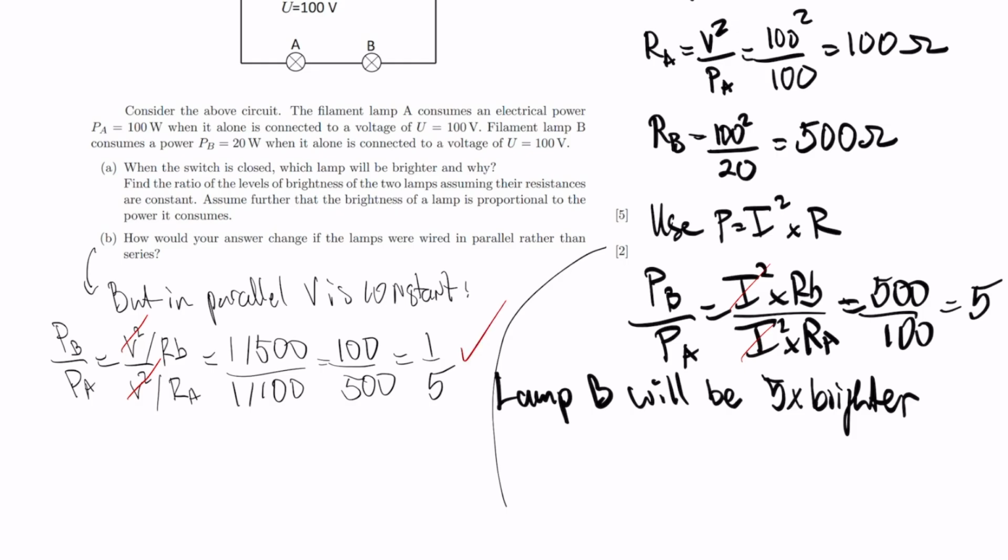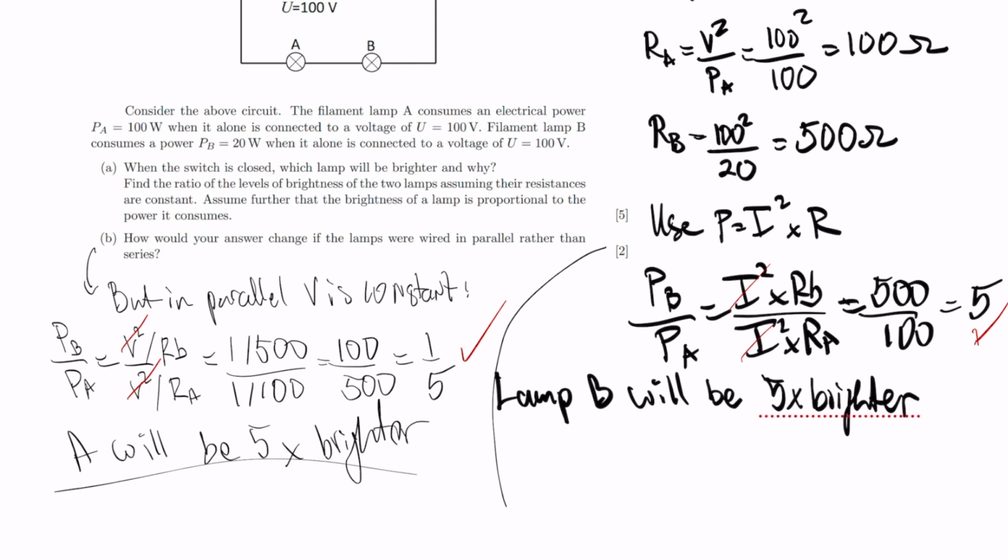So now we've got a completely different, well, essentially we have the opposite result. We have the fact that the bulb, the filament lamp A, will be 5 times brighter. This is really interesting. One that might be worth exploring in the lab as well. But yeah, fun little practical.